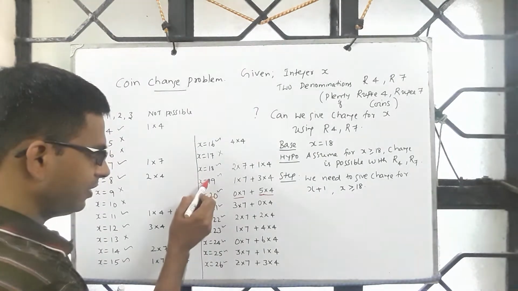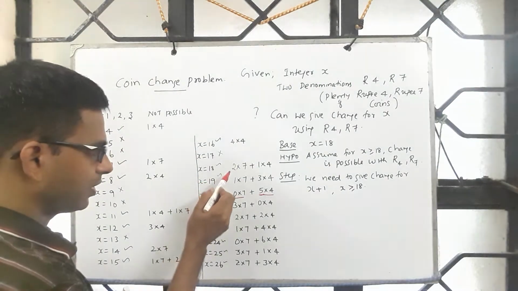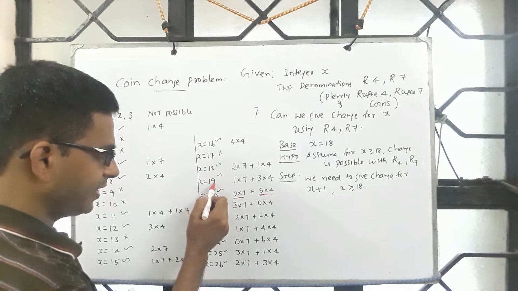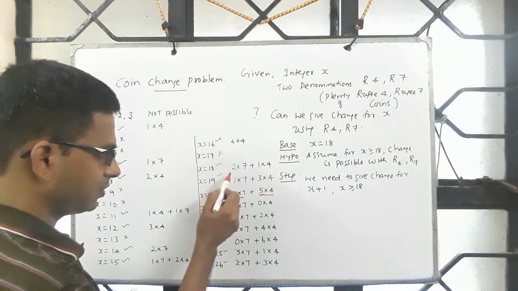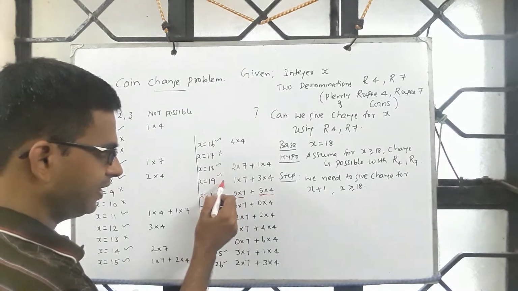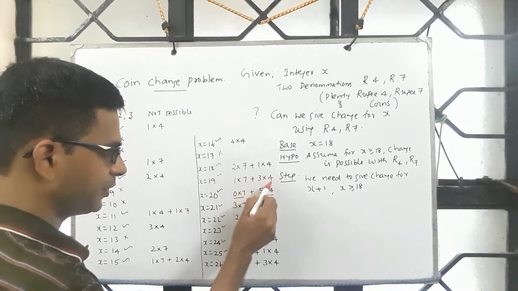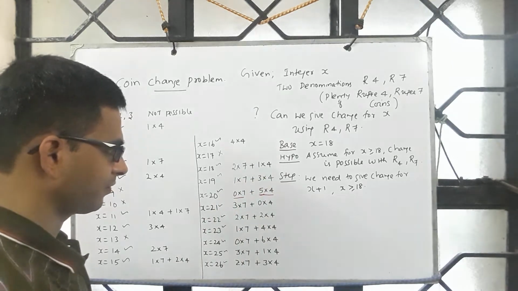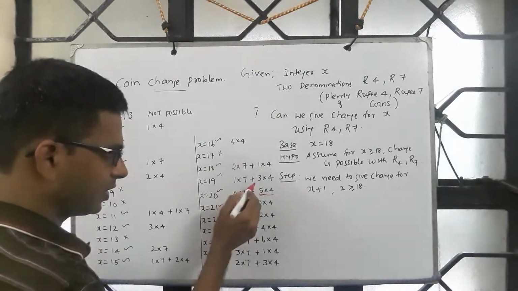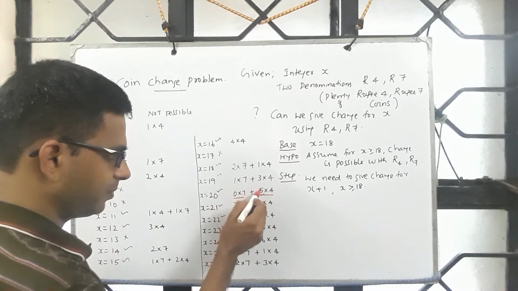So from 18 to go to 19, remove 1 7, and 19 can be seen as 18 plus 1. So you have removed 1 7 and take this one, which is 7 plus 1, 8. 8 you can substitute using 2 4s. Again you have 1 7, remove that, it becomes 0. Then add 2 4s, 3 becomes 5.